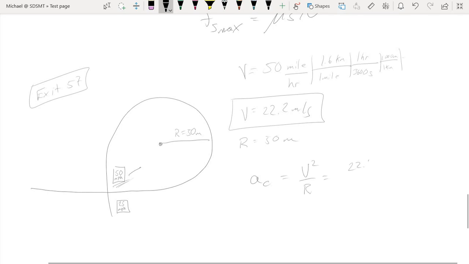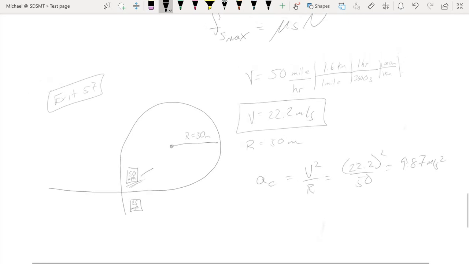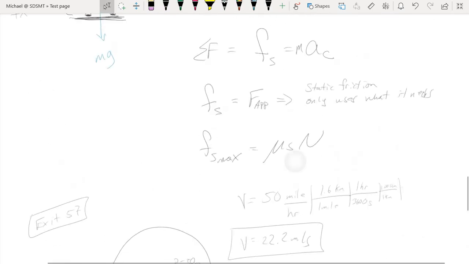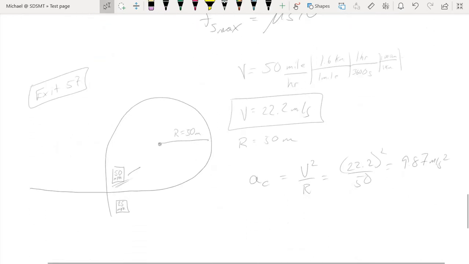And for that, we'll start with solving for the centripetal acceleration. So we're going to have 22.2 squared over 50. So I'll square the answer that I just had in my calculator, divide it by 50. And this is 9.87 meters per second squared. So as you go around this exit, you are effectively feeling the pull of gravity towards the center of that circle.